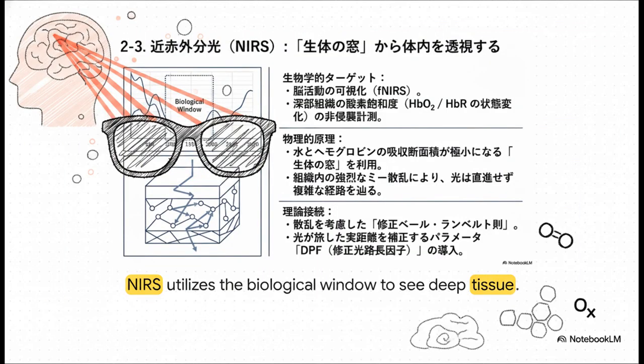Also sitting in System A, we have near-infrared spectroscopy, or NIRS. This one acts kind of like a pair of X-ray glasses by utilizing what we call the biological window. See, in a specific near-infrared range, the absorption from water and hemoglobin drops off drastically, and scattering is minimized. This is huge because it lets you shine light through a deep, dense forest of human tissue to non-invasively measure things like oxygen saturation or even brain activity.